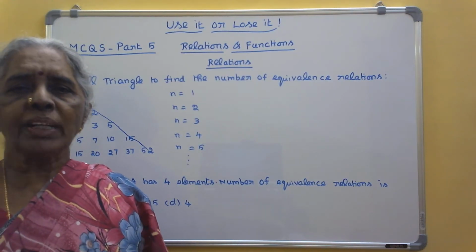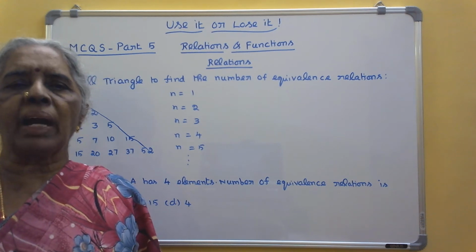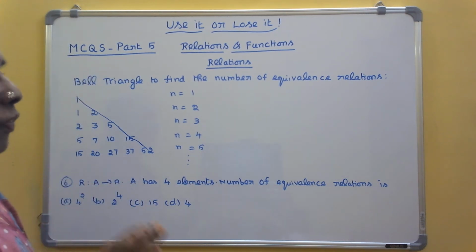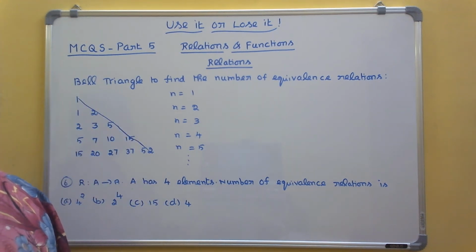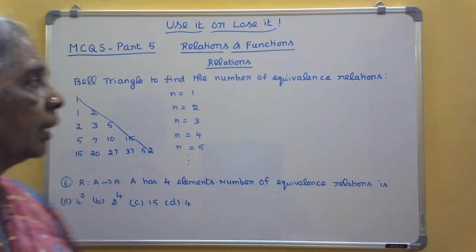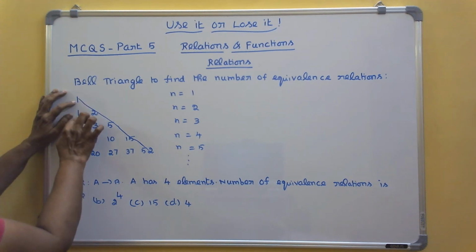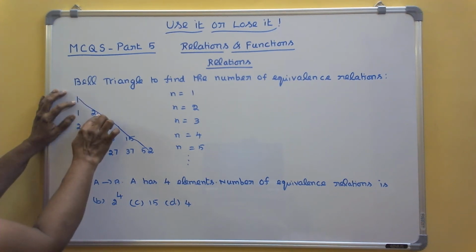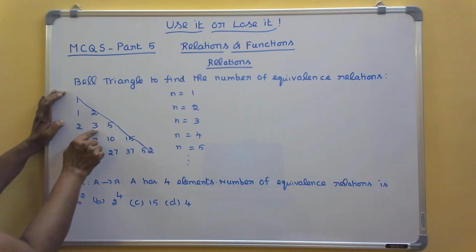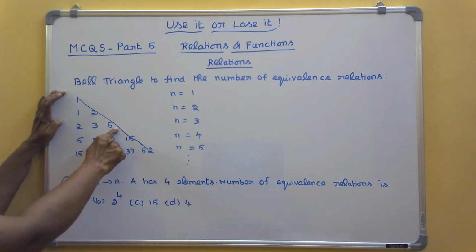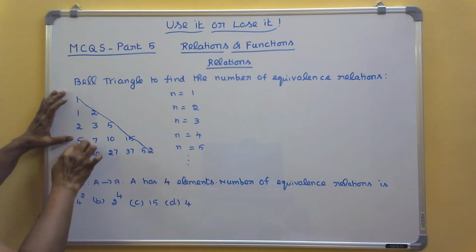Let me tell you, what is Bell's triangle? Bell's triangle is used to find the number of equivalence relations, right? If your set A has 1 element, 2 elements, 3, 4, 5 like that, you can find the number of equivalence relations. What you do is first write 1. Then below that you write another 1. Then 1 plus 1 is 2, you write here. Then this last you write here. 2 plus 1 is 3, you write here. 3 plus 2 is 5, right? It will go on increasing, no? First 1 number, then 2, then 3 like that. Now write this 5 here.